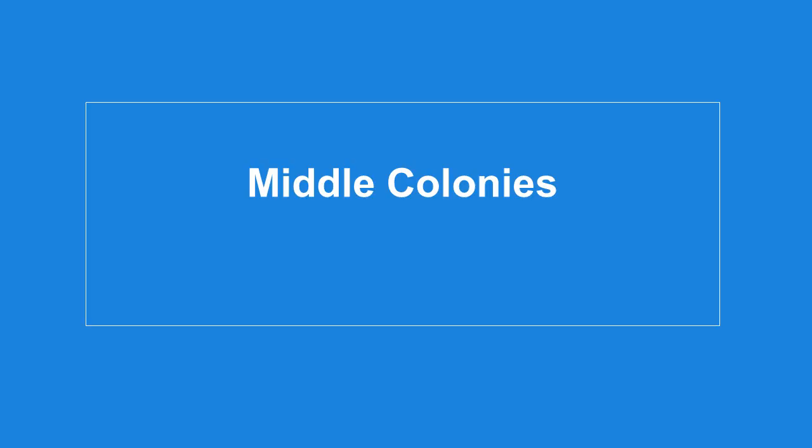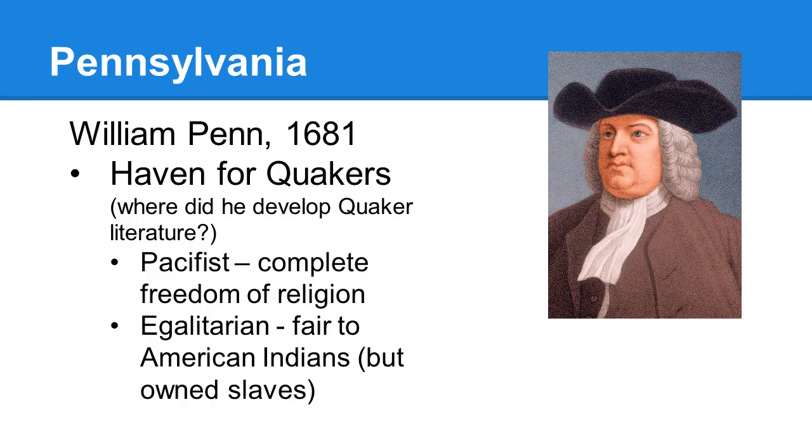And now we are to the middle colonies. We've done the South, where all they really care about is money and land ownership. We've done the New England colonies, where all they really care about is piety and other religious ideas. And now we are on to the middle colonies. Let's see what we got here. The middle colonies are much easier and much quicker than the other two, but we have to talk about William Penn. So William Penn is going to create a haven for Quakers in 1681 in Pennsylvania.